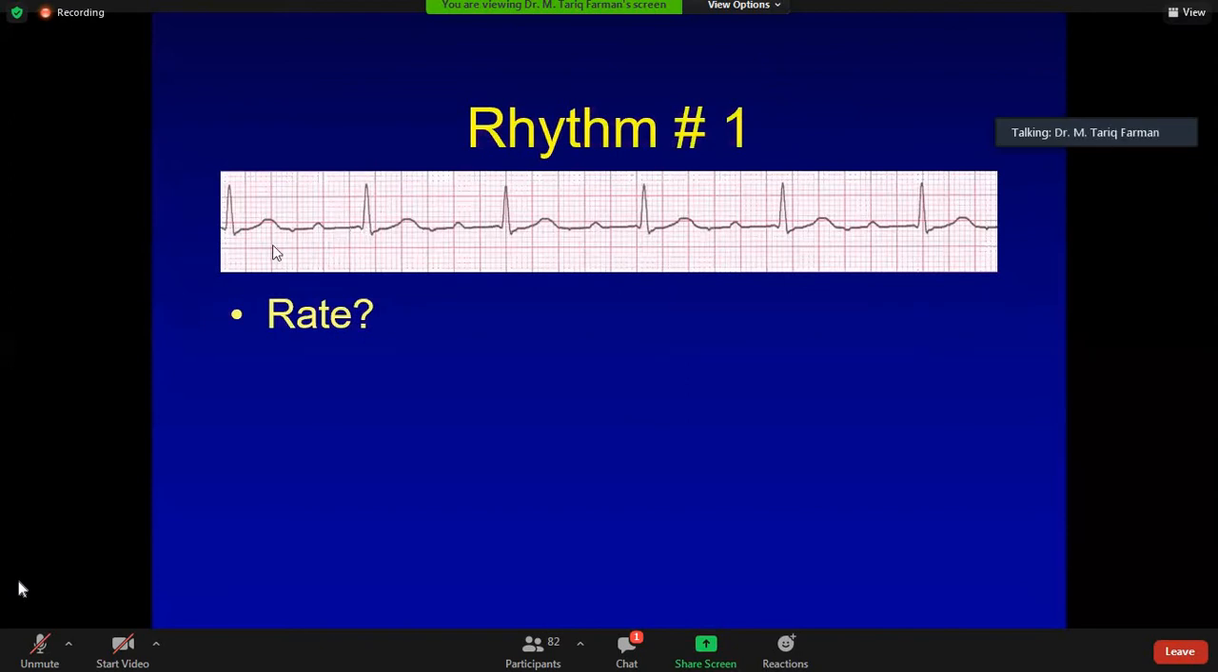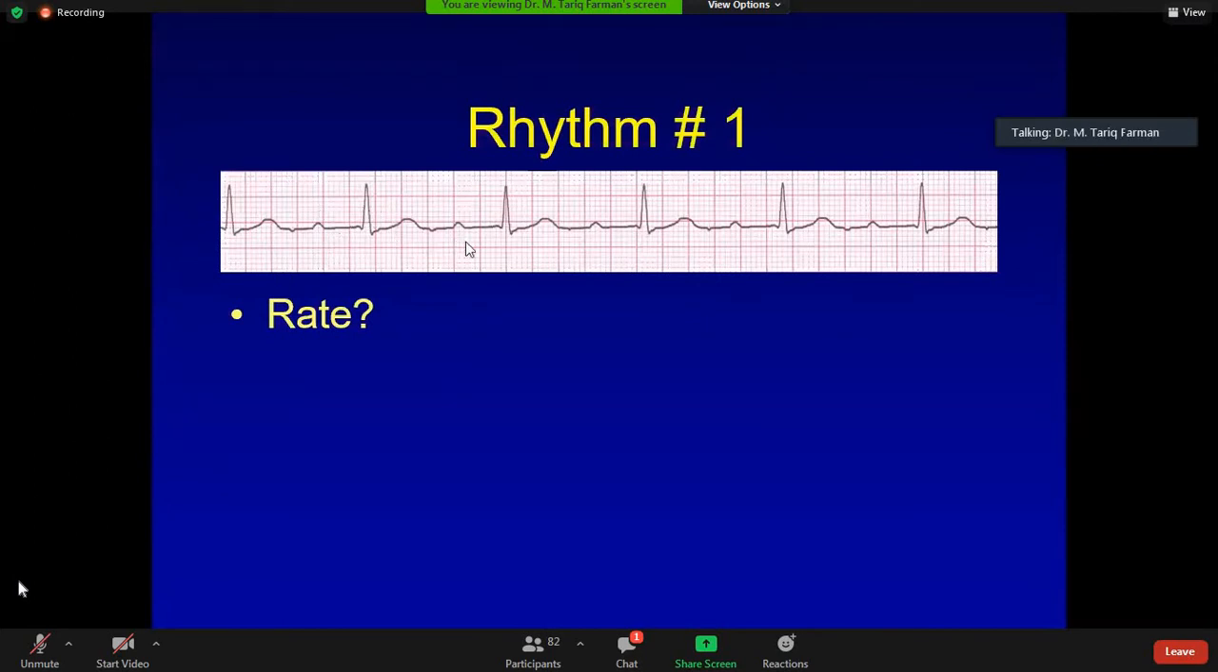So if you see the ECG paper, you will have some boxes, small boxes and large boxes. The small box is equal to 40 milliseconds or 0.04 seconds. And in a large box, you will have five small boxes. Altogether, it is equal to 0.2 seconds or 200 milliseconds. So this is about the ECG paper.